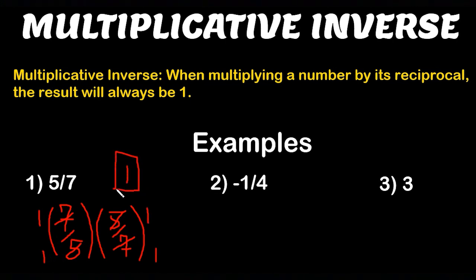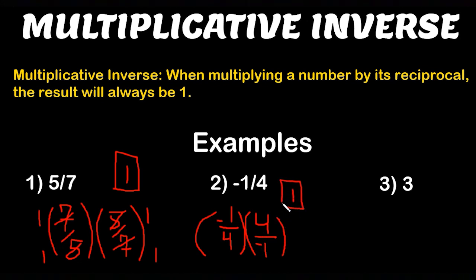We're going to do the same thing here. We have negative 1 over 4. And remember, the order in which you're multiplying does not matter. I could multiply by the original number first and then multiply by the reciprocal. It will not matter. Now here I'm going to have 4 over negative 1. You can see the same exact thing is going to happen: the 4's will cancel, the negative 1's will cancel, and you're left with 1.